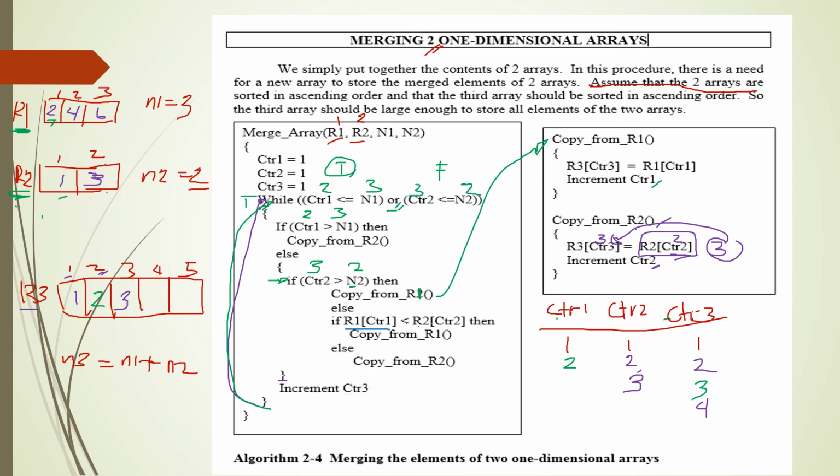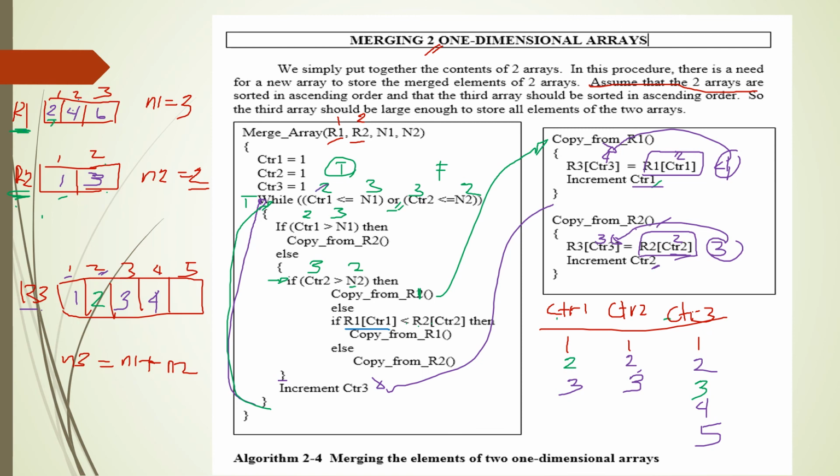Okay? We have counter 1 is 2. Counter 3 is 4. R1 sub 2. R1 sub 2 is 4. So 4 will be assigned to R3 sub 4. Okay? Then increment counter 1, magiging 3. And then go back here, increment counter 3, magiging 5. Then go back to while loop.